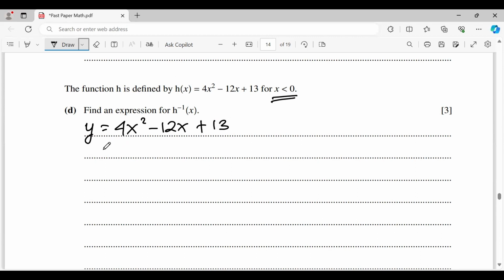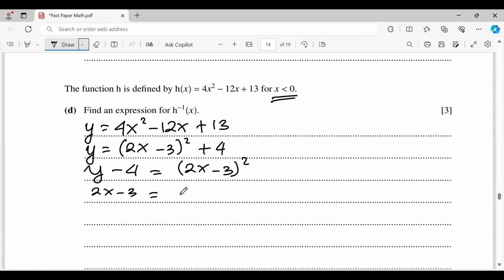Okay, so it's going to be y equals, just now we expand this form from the previous form, 2(x minus 3) squared plus 4. So y minus 4 equals 2(x minus 3) squared, or (x minus 3) squared equals (y minus 4) over 2, so x minus 3 equals square root of (y minus 4) over 2.